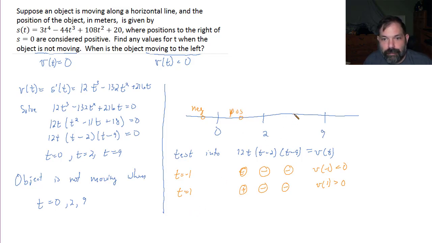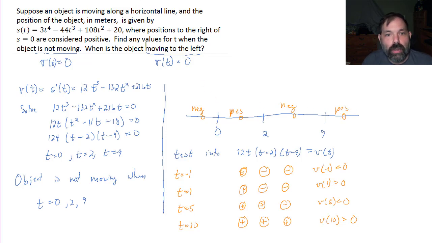All right, let's test, I don't know, how about 5? I'm just picking random numbers in each interval. 12 times 5 would be positive. 5 minus 2 would be positive. 5 minus 9 would be negative. Positive times a negative would be negative. V of 5 would be negative. And how about a number greater than 9? How about 10? Let's test t equal 10. Then that would be positive times a positive times a positive, which would be positive. V of 10 would be positive.